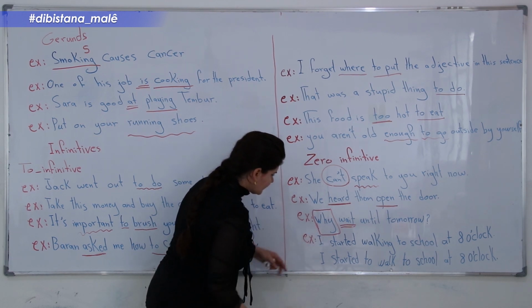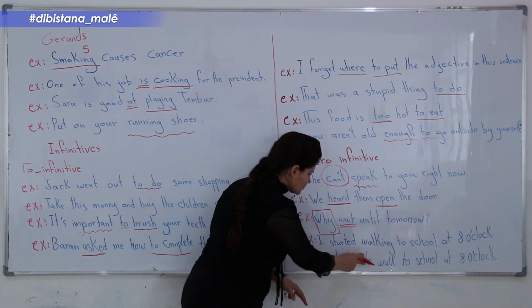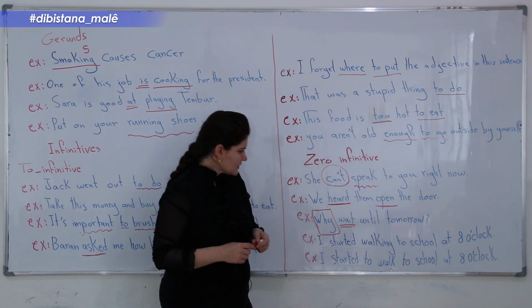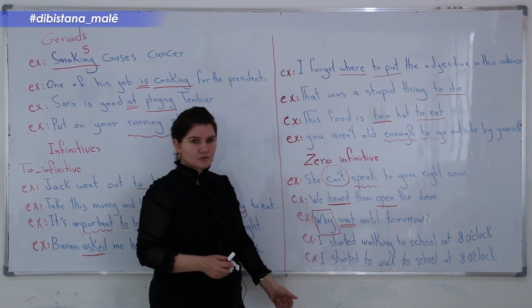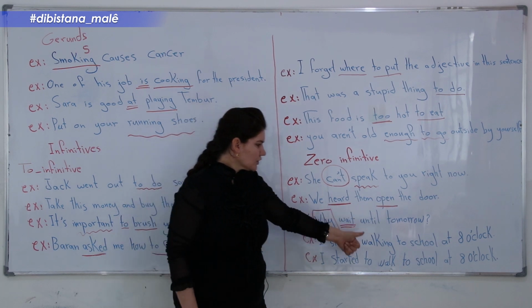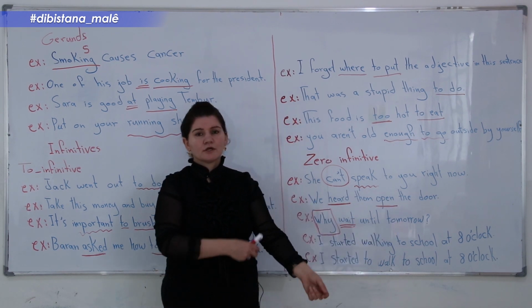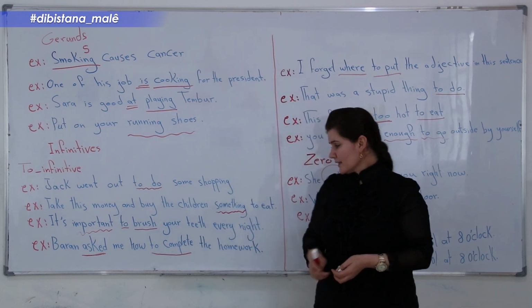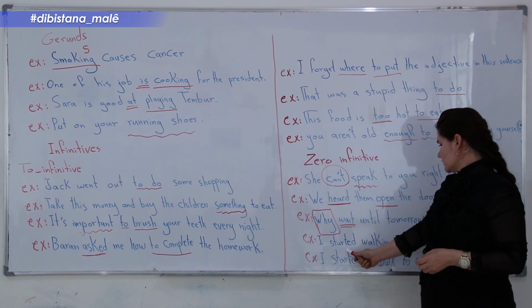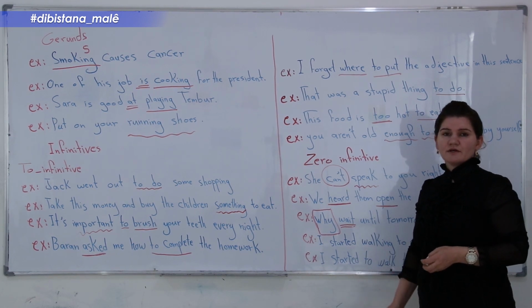The next example: I started walking to school at 8 o'clock, or I started to walk to school at 8 o'clock. Now, I can ask you a question. Is there any difference between the last two examples? The answer is no. They have the same meaning. So here I can tell you that there are some verbs which come with gerunds and with to infinitive, and both of them are correct and have the same meaning.